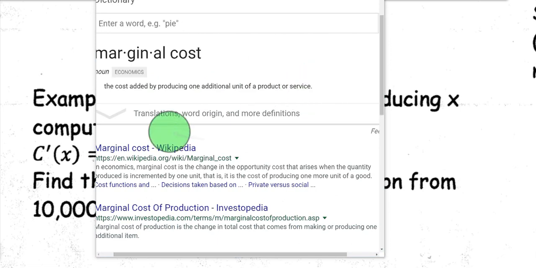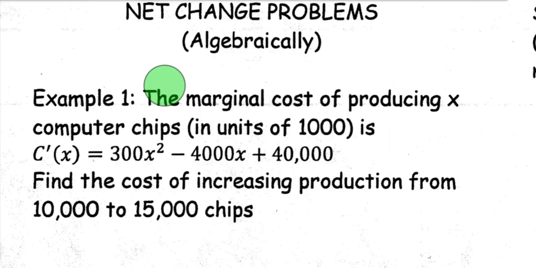Okay, so suppose you make toys. How much is it going to cost your company to make one more toy? Or a unit is usually in thousands. So how much is it going to cost you to produce 1,000 more of those toys as a company? The reality is that number changes as you increase more and more, less and less. So let's read this problem together.